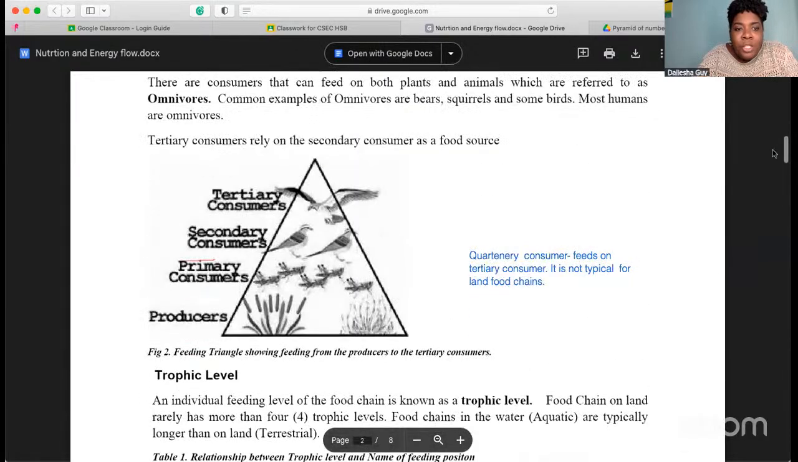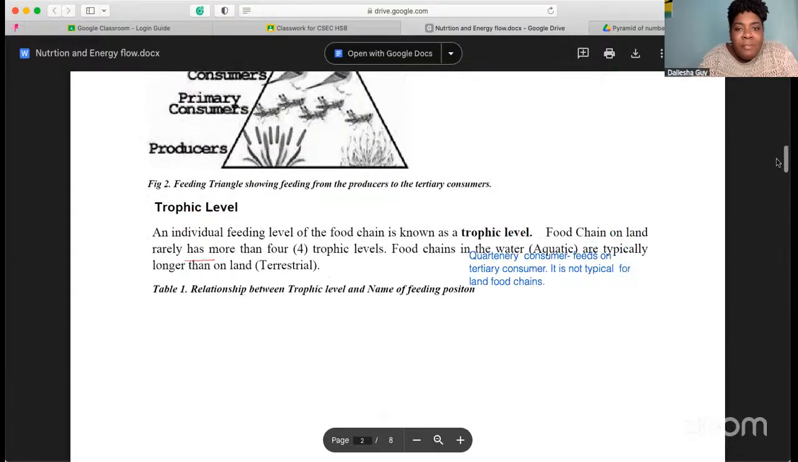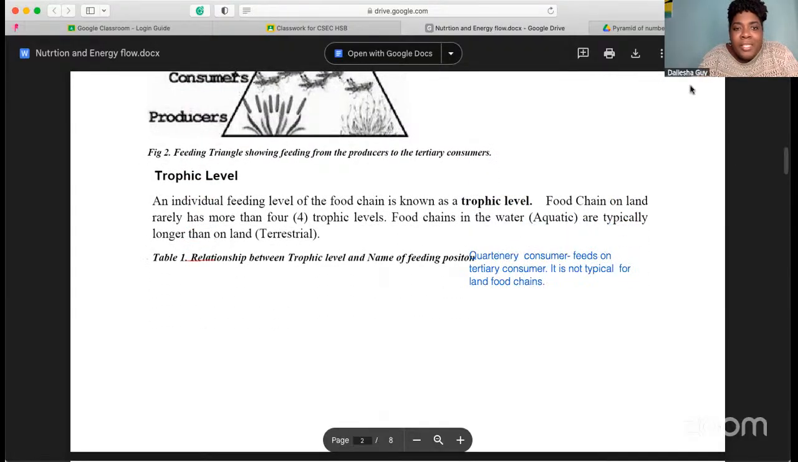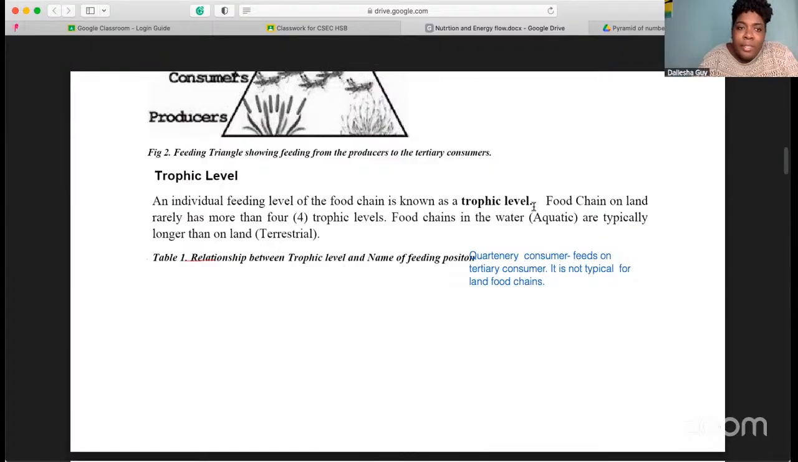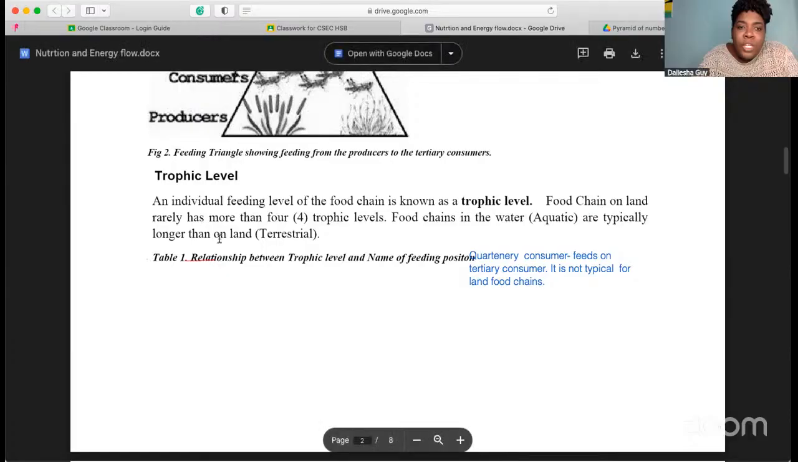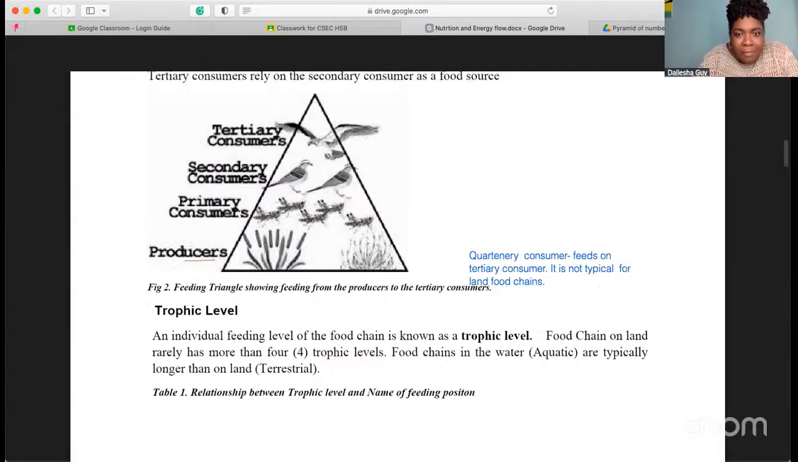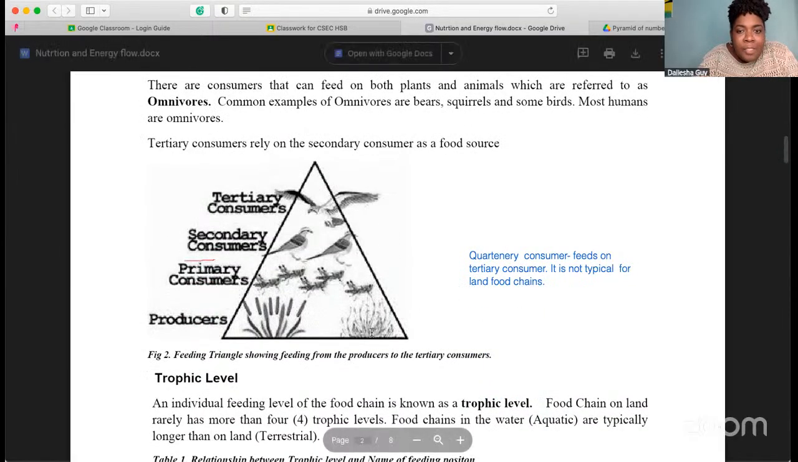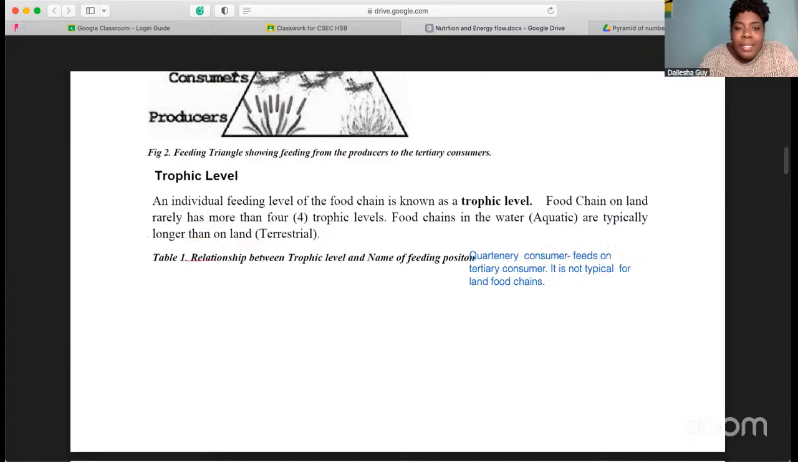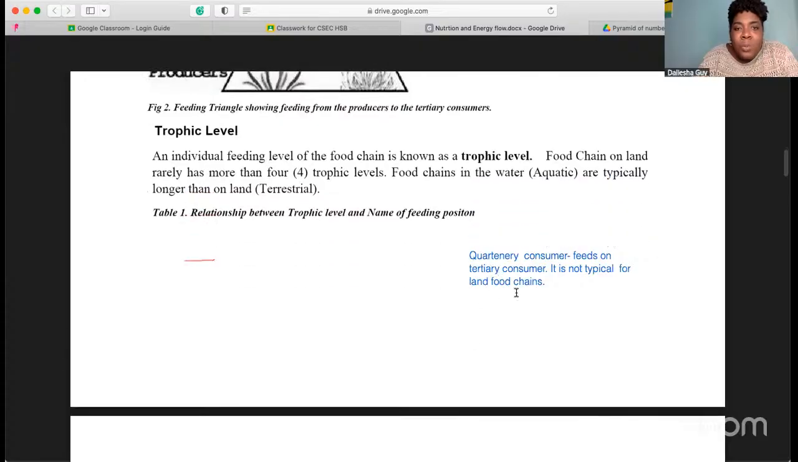So we mentioned before that the trophic level is the feeding level of each organism in the chain, right? So as I said before, food chains on land typically have 4 trophic levels. Please note, some students of mine in the past told me that they're not counting producers as a trophic level. It is a feeding level because they are self-feeders, right? So the first level will be the producers, 1, 2, 3, 4. So we tend to have 4 trophic levels on land and not 5, including the quaternary.